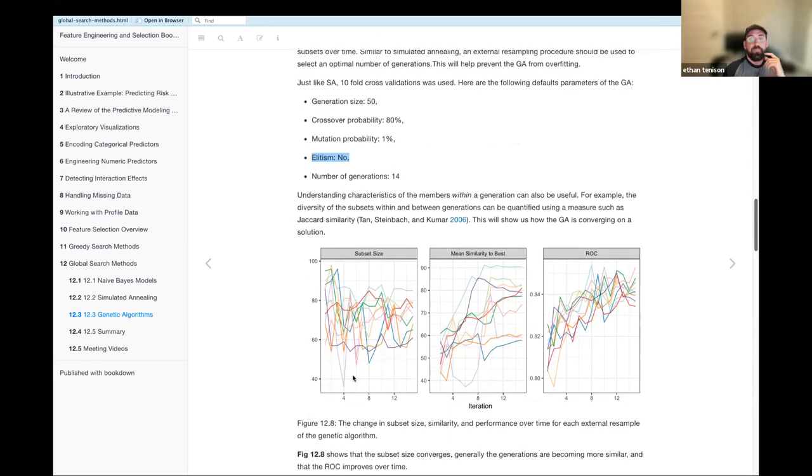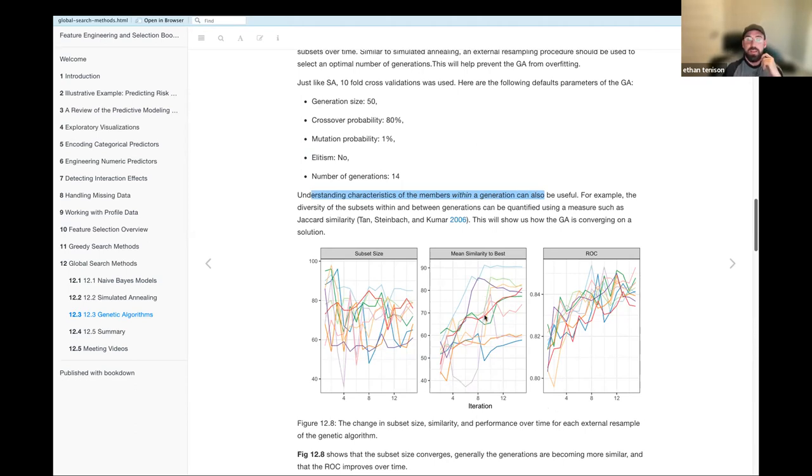Okay, and then you can see here, I believe this is based on cross-validation. So iterations would be generations, and this is showing you that the subset size of your predictor space is converging. It looks right here that it hasn't really converged yet, maybe, so you would probably want to increase the number of generations.